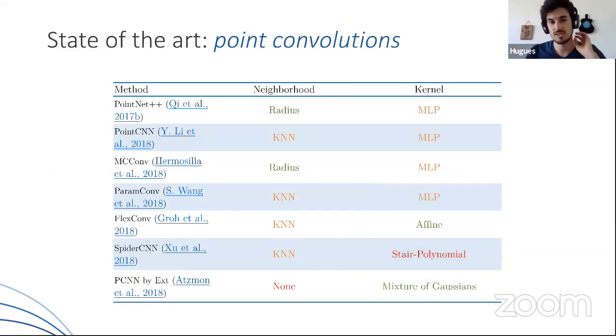And I created a little table of some methods which define point convolution and sorted them with the neighborhood and the kernel function. As you can see, two main neighborhood definitions are used, either radius neighborhoods or KNN. In fact, radius neighborhood has the advantage of being geometrically consistent and has shown, as a handcrafted feature, that it has a better representation of the geometry. So it's a better representation, but more difficult to implement because it has various sizes.